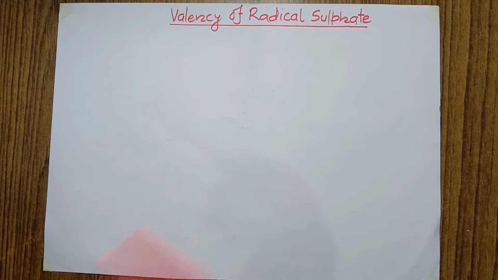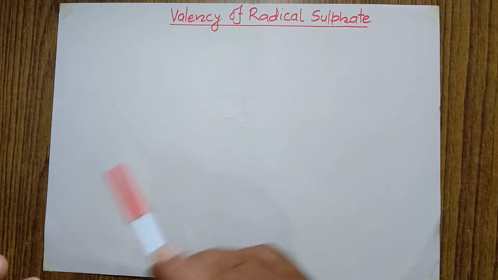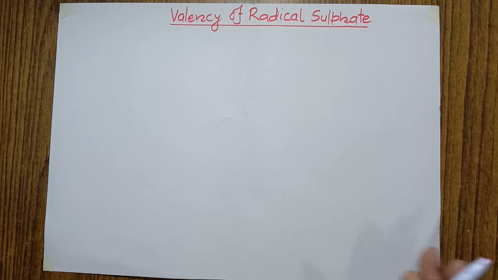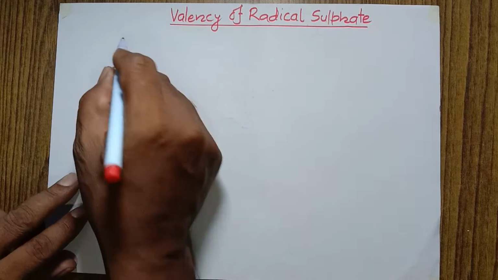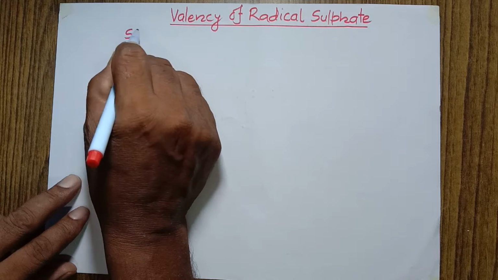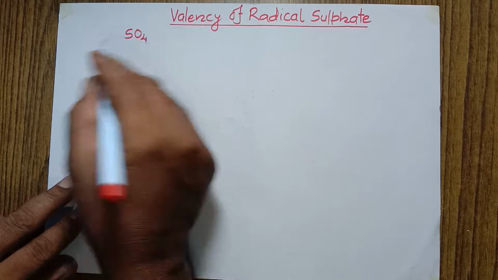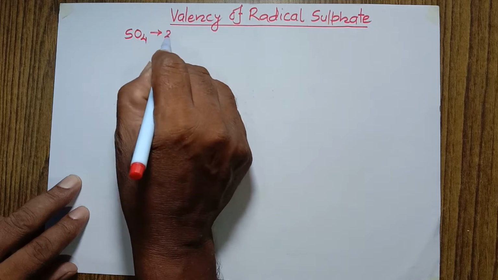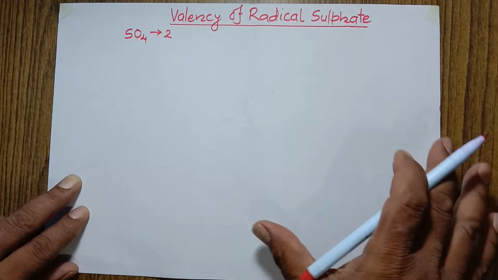Some students are interested to know something more about the valency of sulfate. It was asked in my channel, that's why I'm going to answer this question. All of us know that sulfate's formula is SO4 and its valency is 2. Now, how is its valency 2?